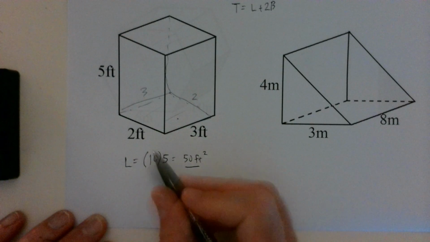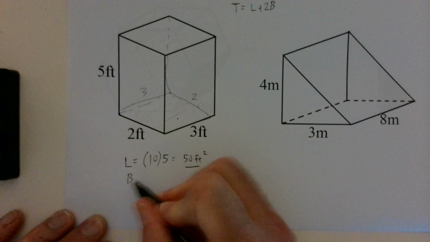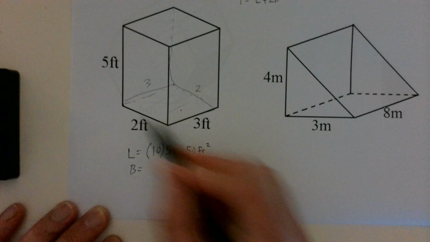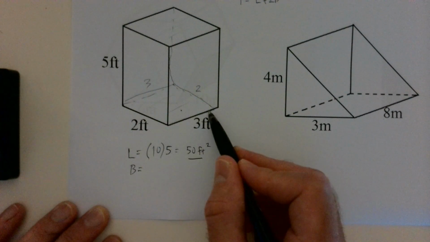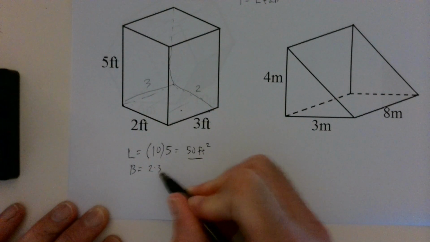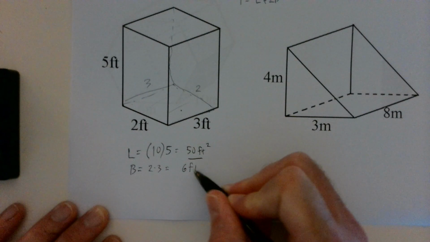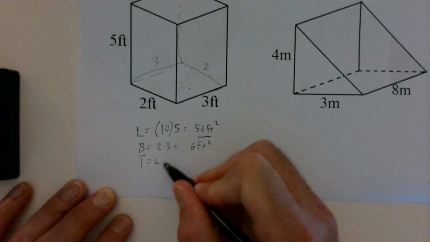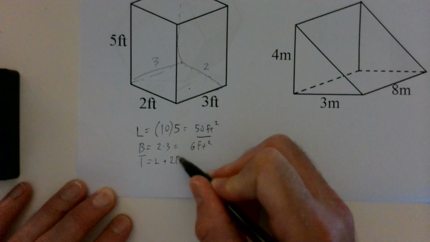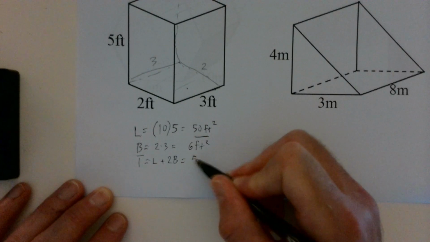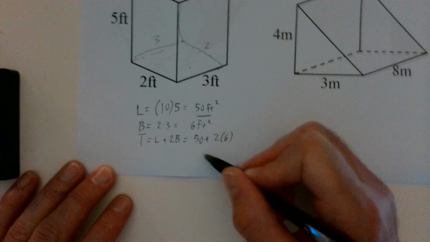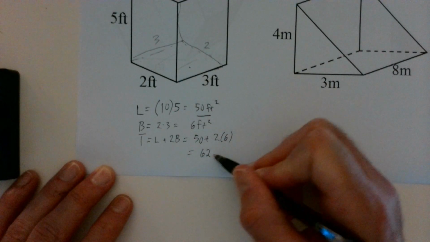Now before I find the total, I'm going to go ahead and write out the area of my base. Area of my base, well, that's a rectangle. That's little base times little height, so that's going to be 2 times 3. And then my total, I'm going to do lateral plus 2 of my base areas. That'll be 50 added to 2 of those 6's, so you're going to get 62 square feet.